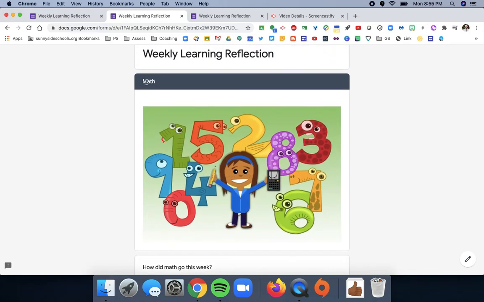Now you'll notice this one at an elementary level, instead of saying learning objective 1, 2, or 3, I've broken it out by content area. Now this is totally up to you, but this could be one way to help organize it, especially if you're going to do a weekly reflection.